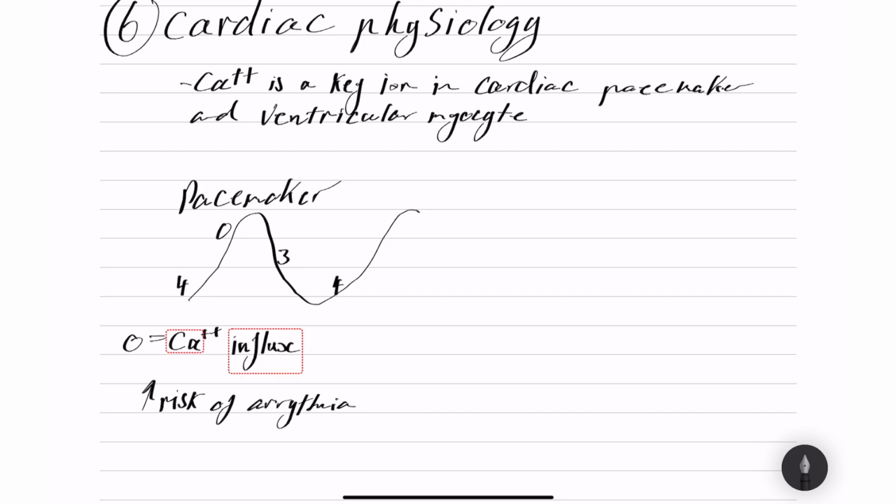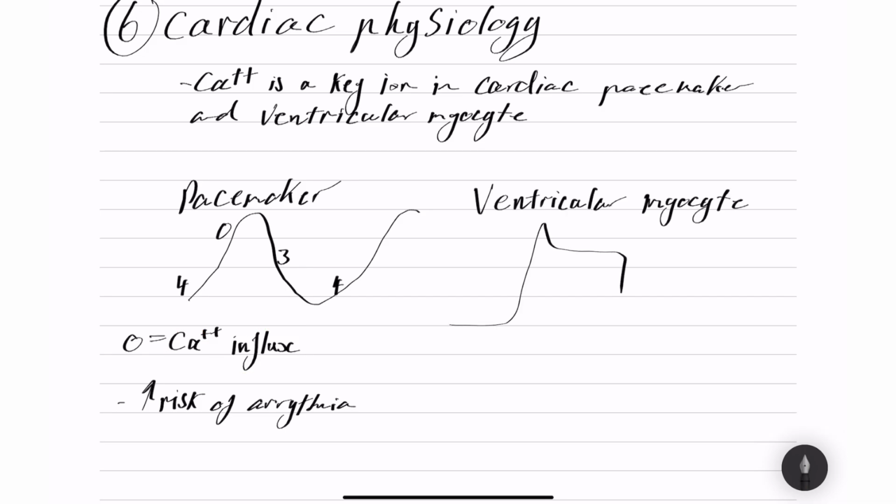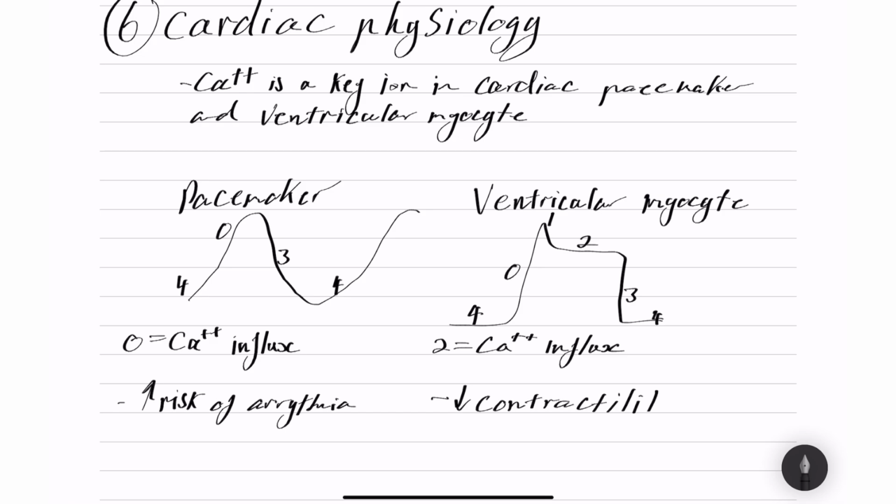If you've got too much calcium or not enough calcium, you're at more risk of ventricular arrhythmias. In regards to the ventricular myocyte, phase 2 is calcium influx, and this is the plateau phase. This also represents the contraction of the cardiac muscle and holding that contraction to allow blood to exit the ventricle. So if you have decreased calcium going inside the cell, you're going to have decreased contractility as well.